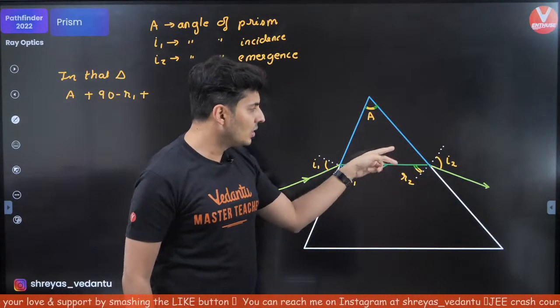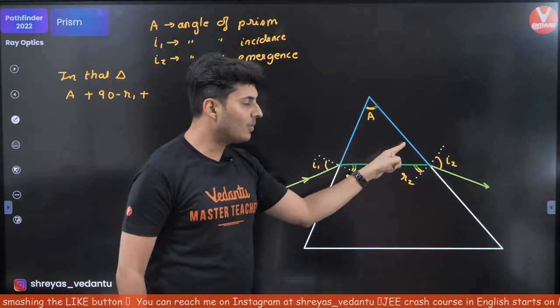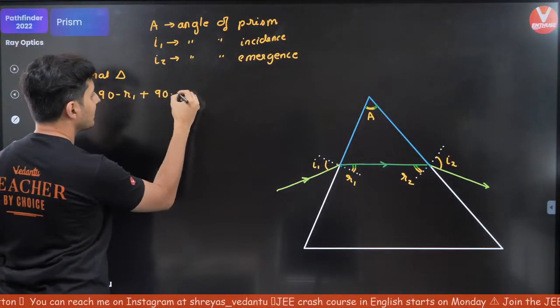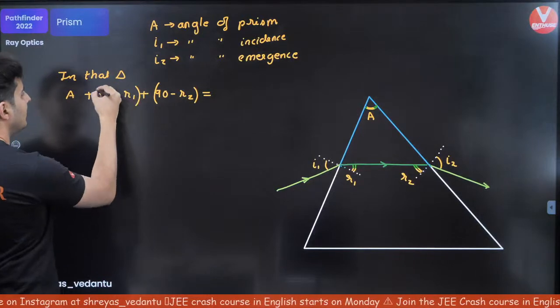And this is R2, so how much is this remaining part? This is 90, this is R2, so how much is this remaining part? Obviously 90 minus R2. Can you see that, my warriors? So this is 90 minus R2. What is the sum of the angles of a triangle?